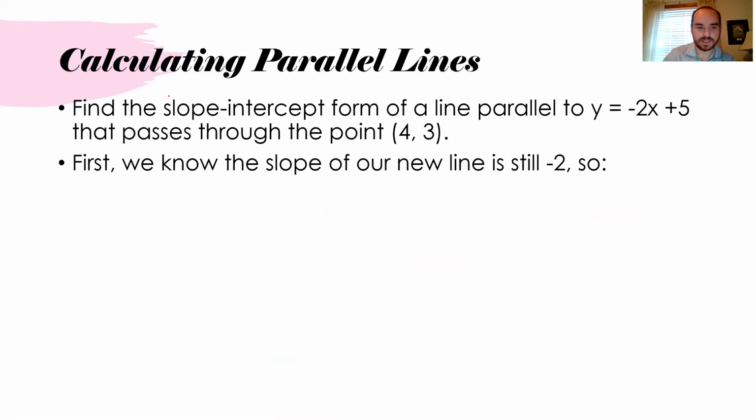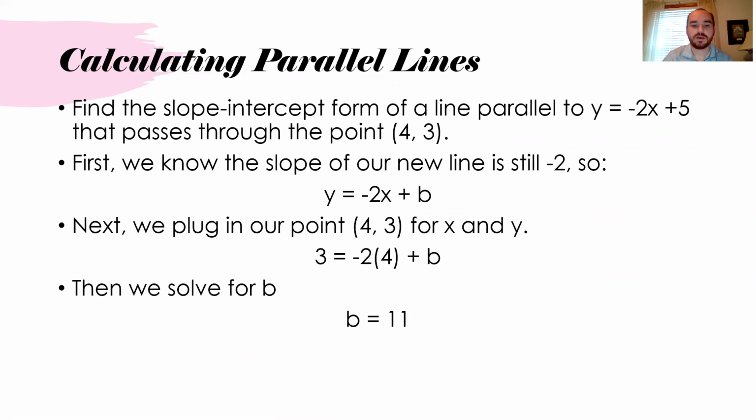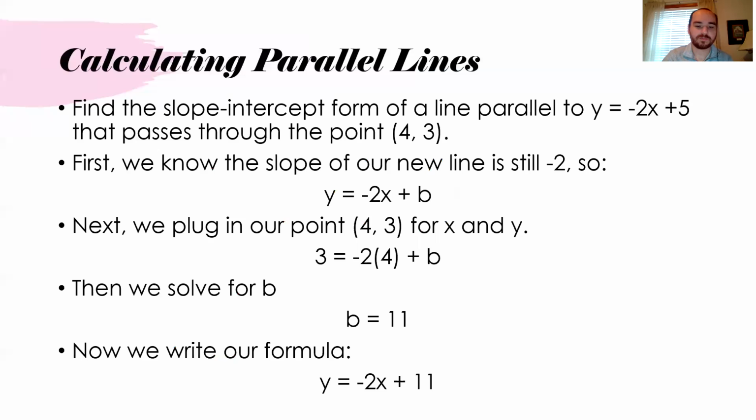Apparently it's going to work through it on the slide. First, we know that the slope of our new line is still -2, so -2x plus b. Then we plug in our point. We get b is equal to 11, and then our new formula.